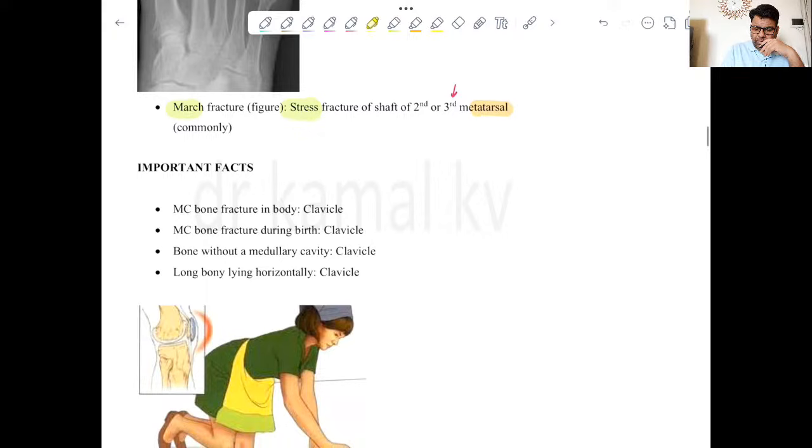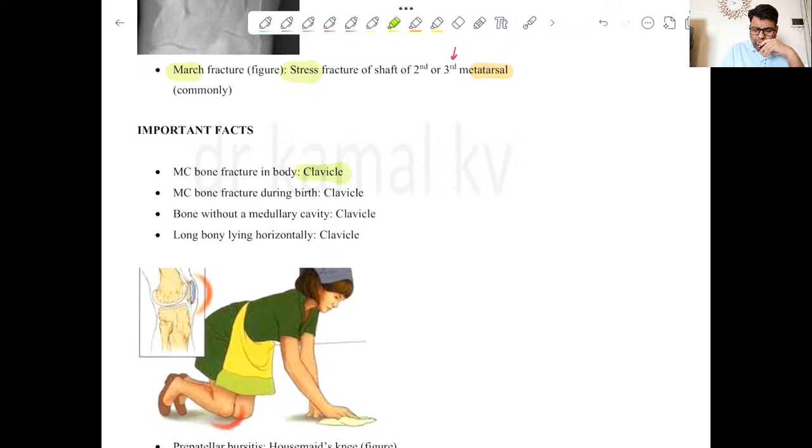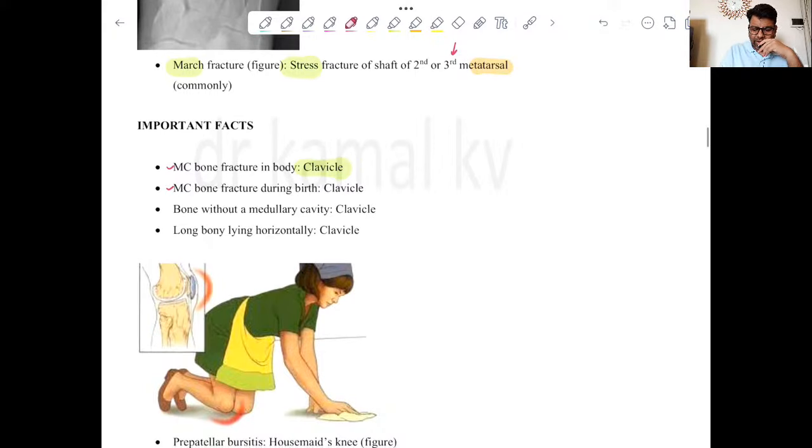Now, irrespective of the age and gender, clavicle is the most common bone to fracture in body. So if there is a question, most common bone fracture in the body, answer is clavicle. If there is a question, most common bone fracture during birth, you have to answer it as clavicle, right?